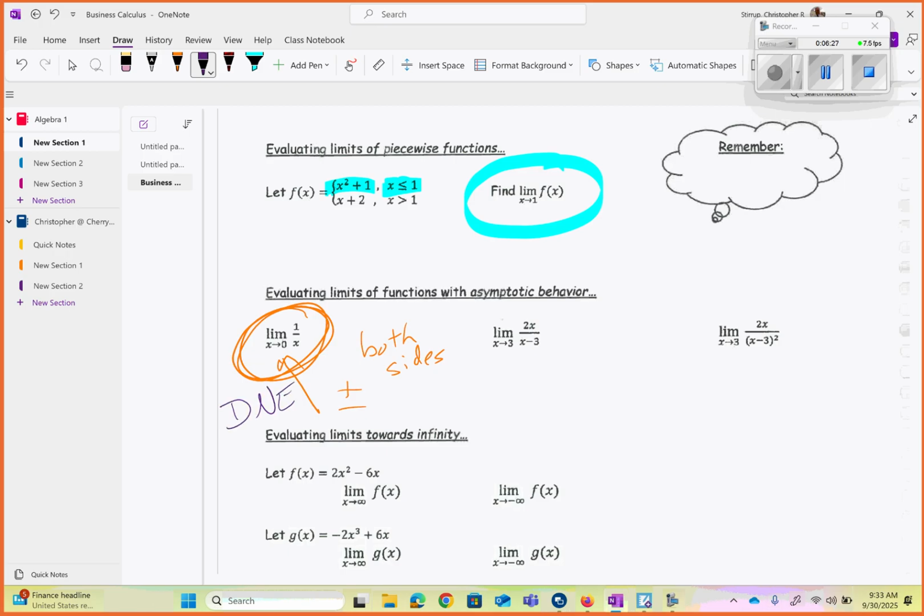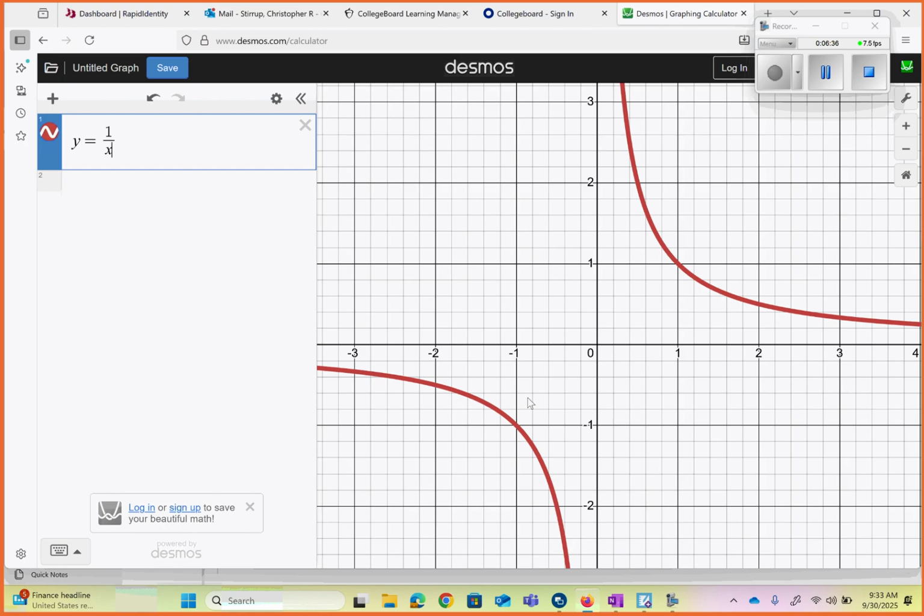DNE: does not exist. And the reason this one doesn't exist is because as I come from the left and as I come to the right, in the y direction, I'm either going to positive infinity or negative infinity. I'm going to two different locations depending upon the way I come. So this limit doesn't exist on this particular problem.